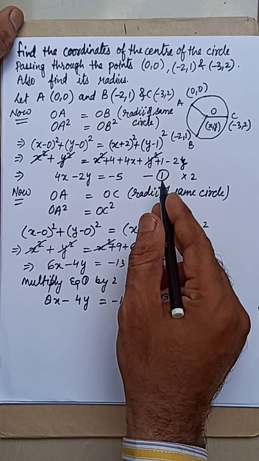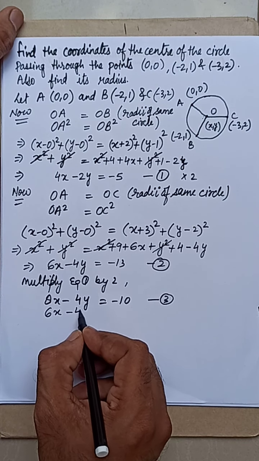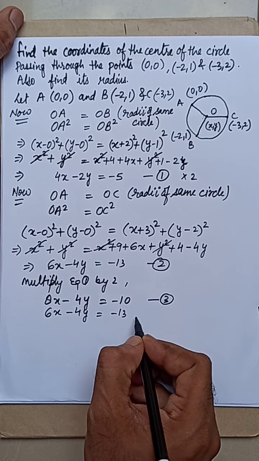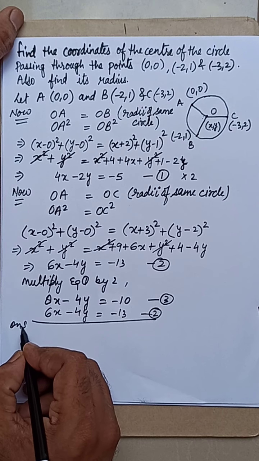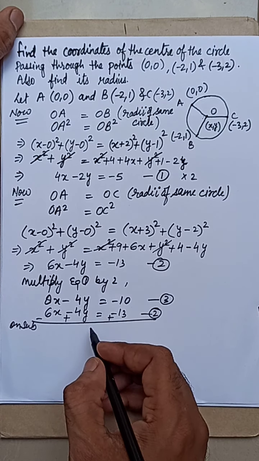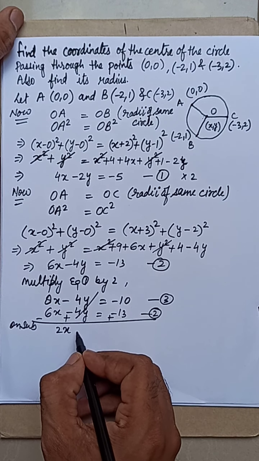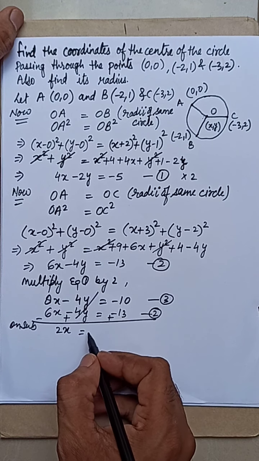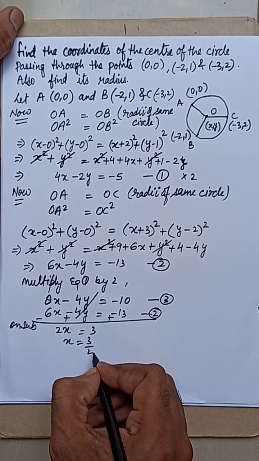So equation number 1 is now changed to equation number 3. 6x minus 4y is equal to minus 13, this is equation number 2. On subtraction, minus will change to plus, so the y terms will cancel out. 8x minus 6x is 2x, minus 10 plus 13, so 13 minus 10 is 3. So x is equal to 3 by 2.